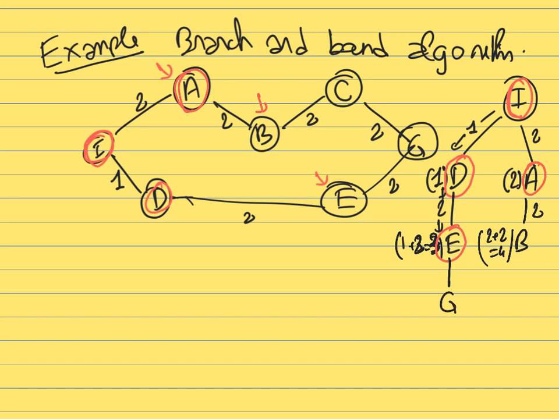The distance to go from E to G is 2, which means that the total distance at this point from I to G is 1, this is the distance from I to D, plus 2, which is the distance from D to E, plus 2, which is the distance from E to G, which gives you a total distance of 5 so far.